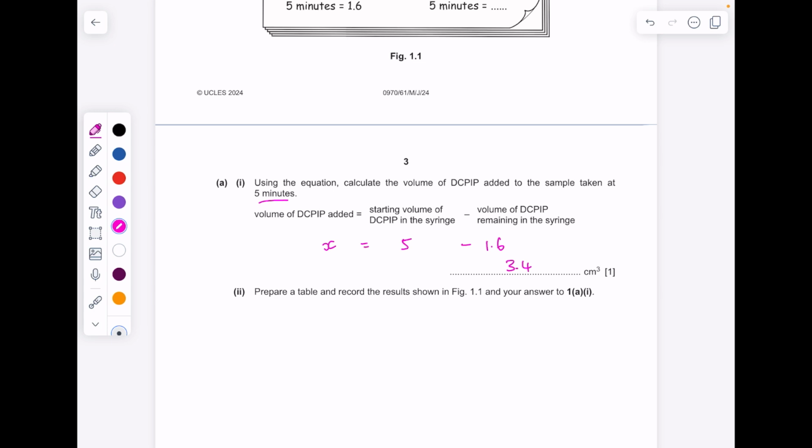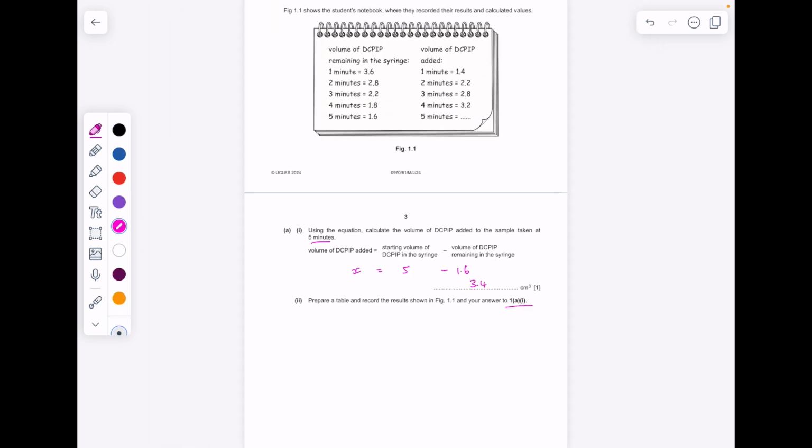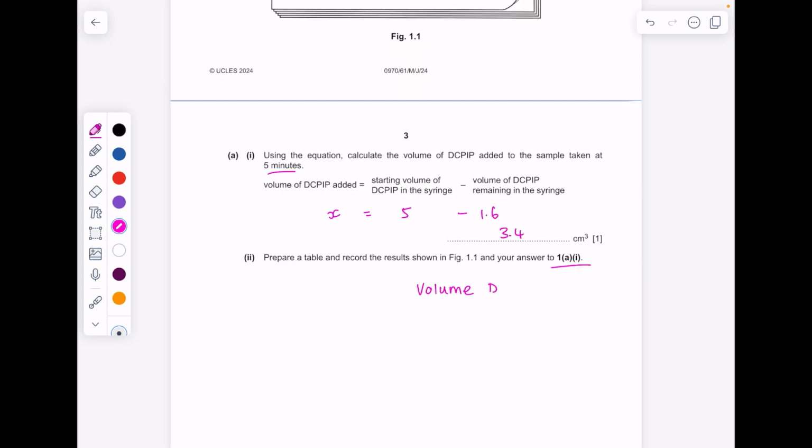Prepare a table and record the results shown in figure 1 and your answer to 1A part 1. So I know that this needs to feature somewhere. In terms of our table headings, we know that this is what we're measuring. It's the volume of DC-PIP added. So that needs to be the second column of my table. Don't forget your units, that's always important. So that's in centimetres cubed.